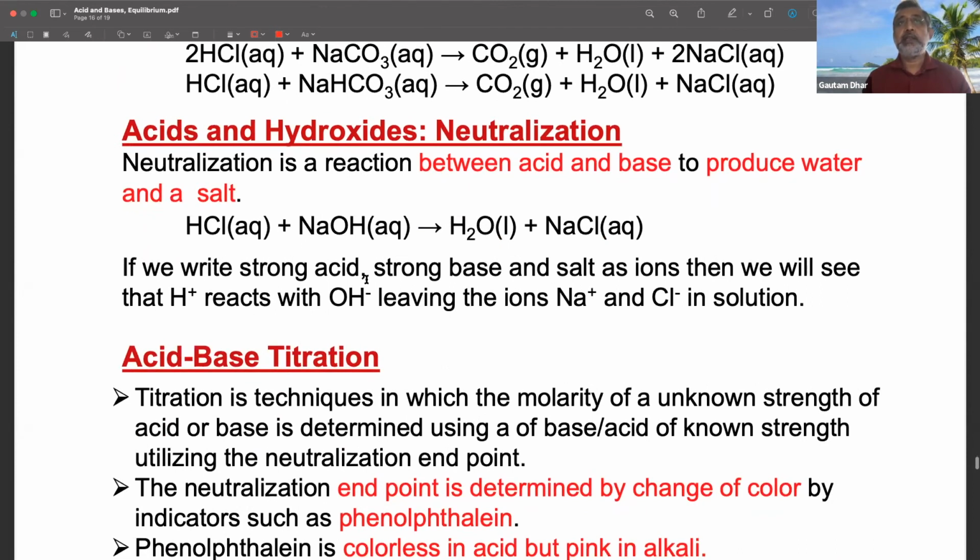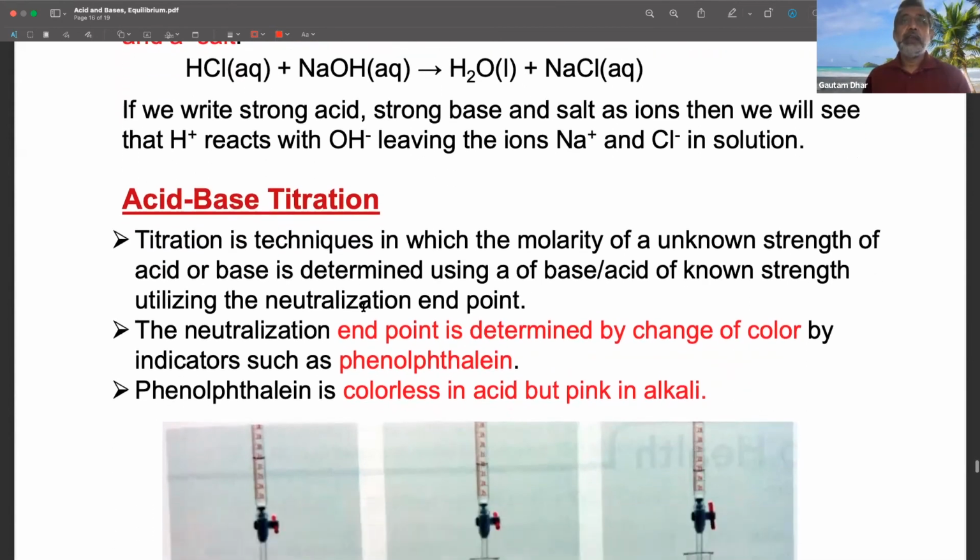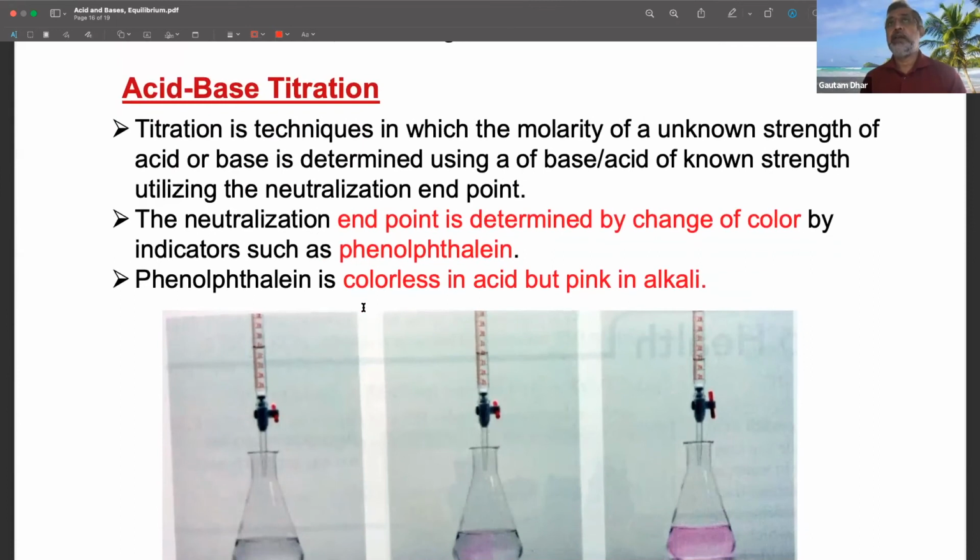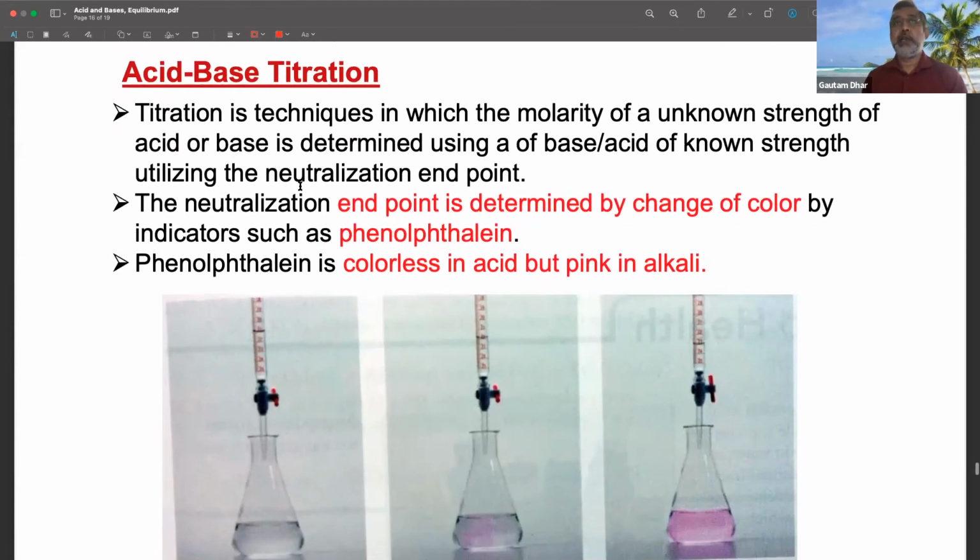If we write the strong acid, strong base, and salt as ions, then we'll see that H plus reacts with OH minus, leaving the ions sodium plus and Cl minus in solution, which is basically the ionic reaction. So if you write the ionic reactions for an acid and base, that is what you'll get. We already know what ionic reactions are. Okay, so acid-base titration is a stoichiometric technique in which the molarity of an unknown acid or base is determined using the known strength of the other, utilizing the neutralization point.